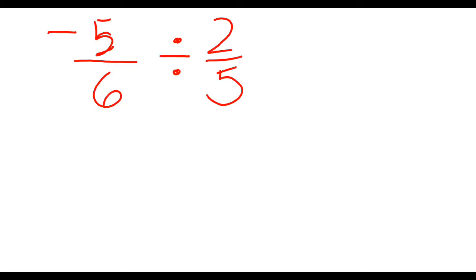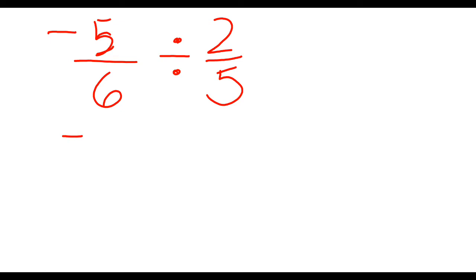So when we are going to divide with negatives and positives, it's the same rules as before. If there's only one negative, the answer is negative. If it's two positives, the answer is positive. If it's two negatives, the answer is positive. In this case, we have one negative, and our final answer should be negative since there's only one.